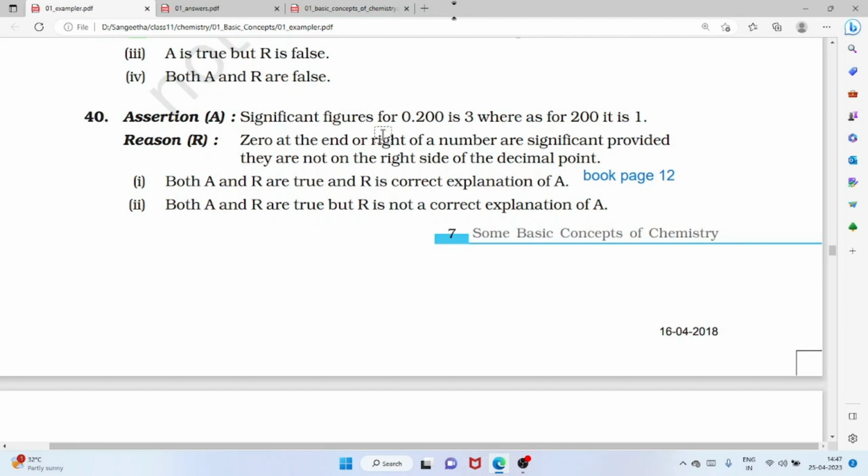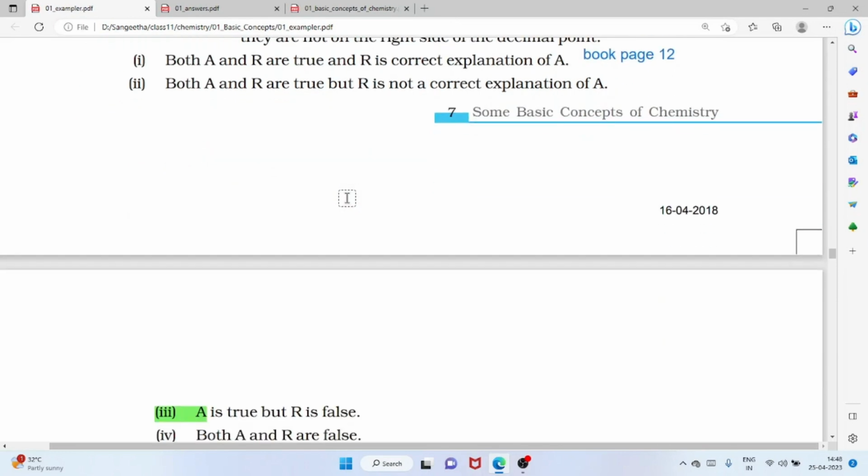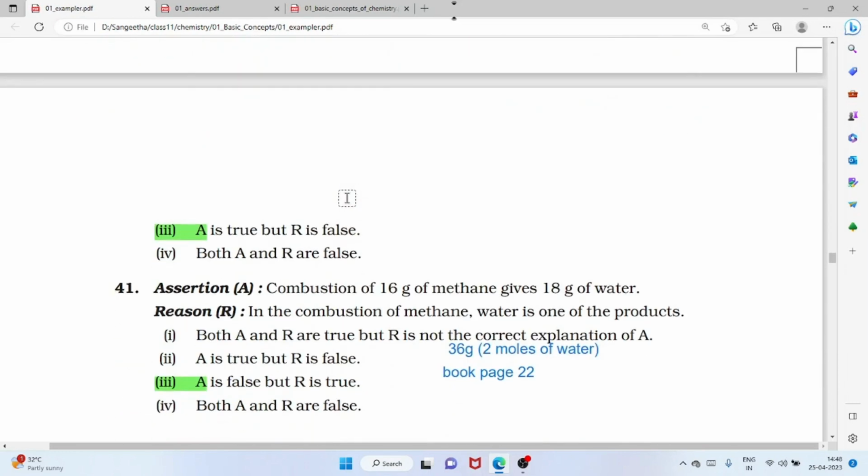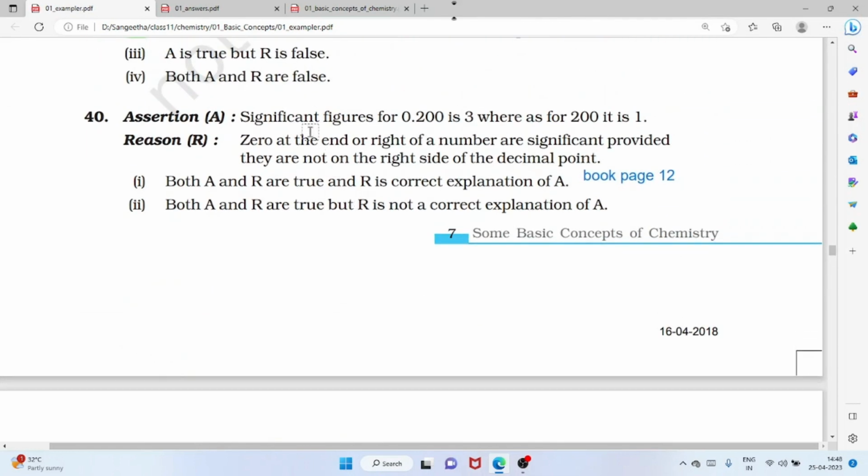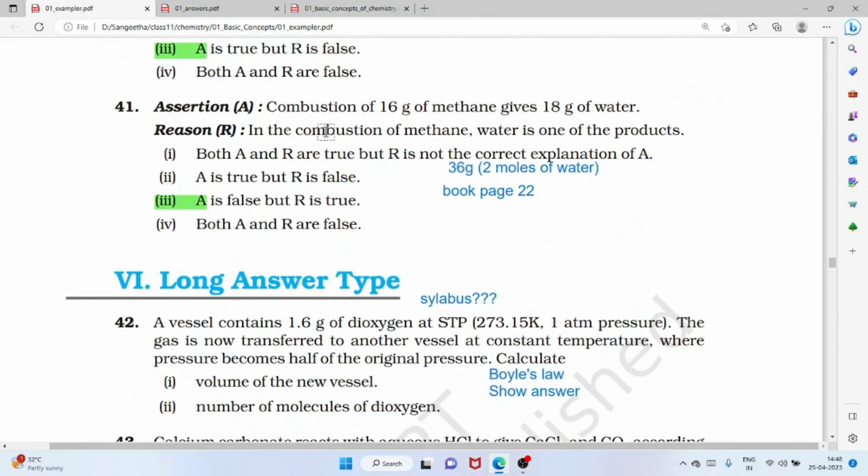Significant figures for 0.200 is 3, whereas for 300 is 1, because the significance differs whether we have a decimal point or not. Zeros at the end or the right of a number are significant provided they are on the right side of the decimal point. I guess A is true, but the reason is not correct. This 3 is significant, this is 1, but the reason is not correct.